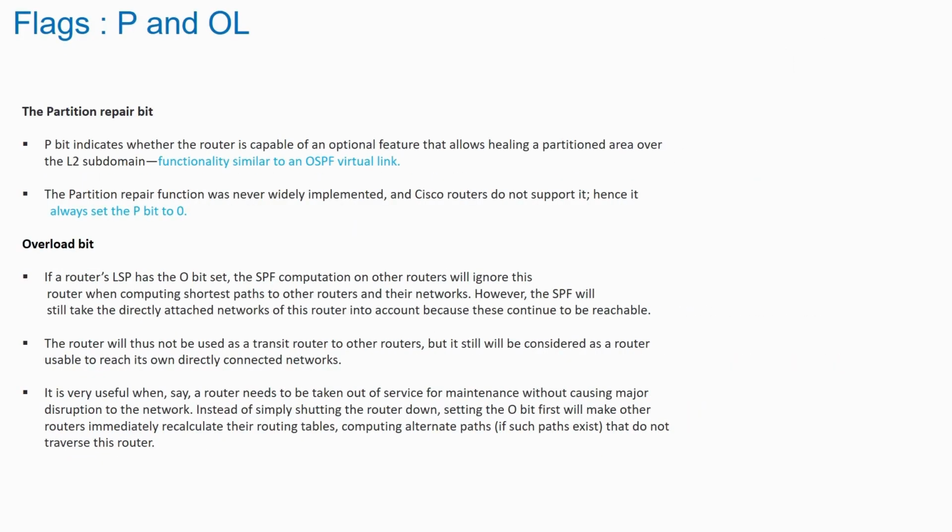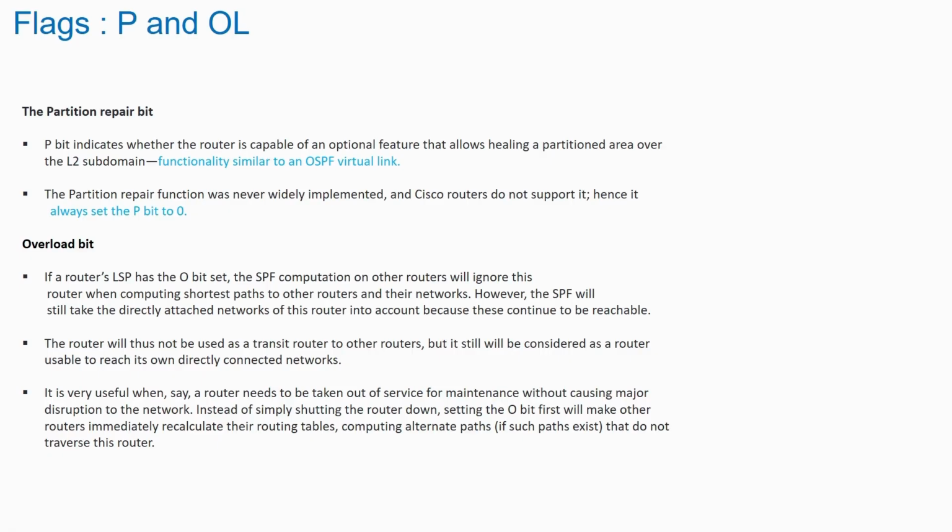The other two flags are partition repair and the overload bit flag. The P bit indicates whether the router is capable of an optional feature that allows healing a partitioned area over the L2 subdomain.